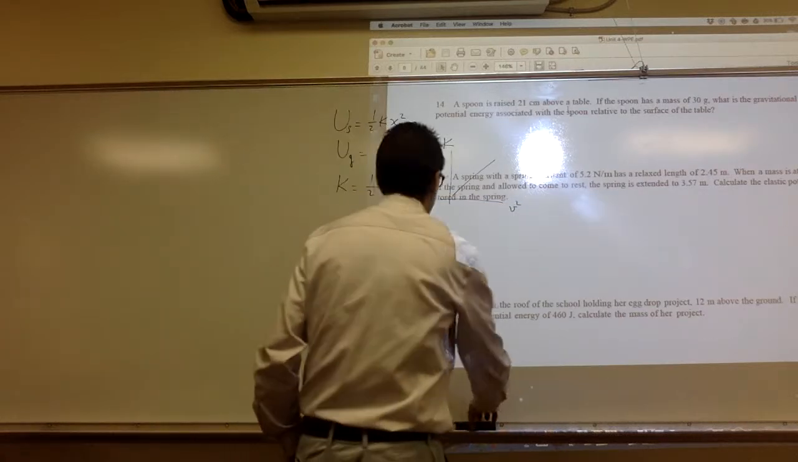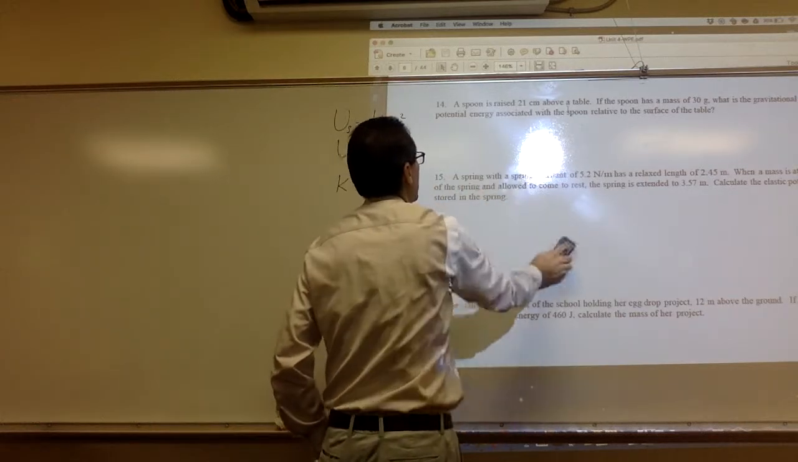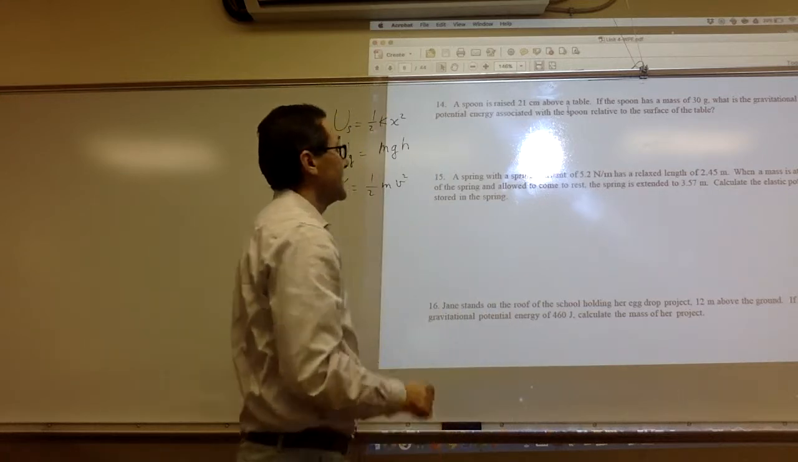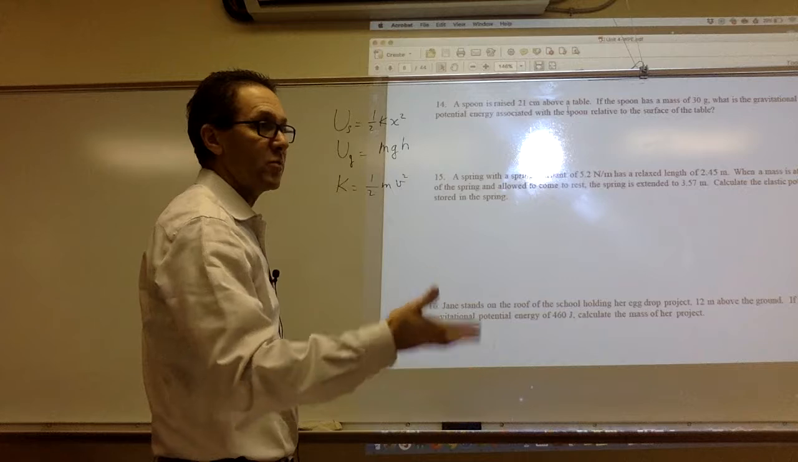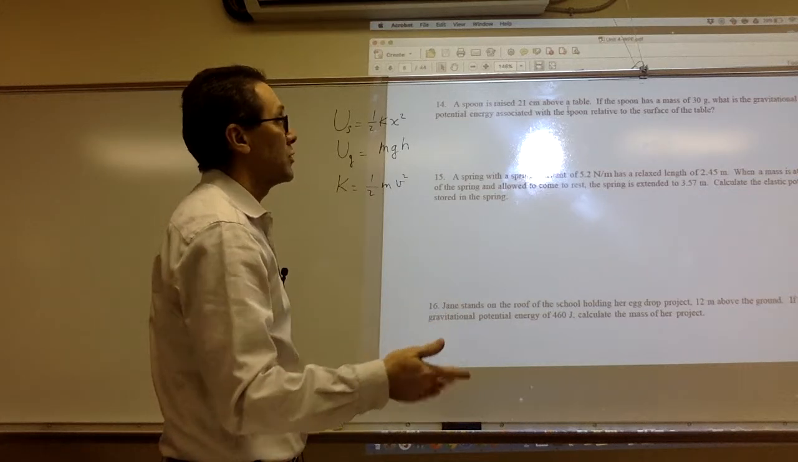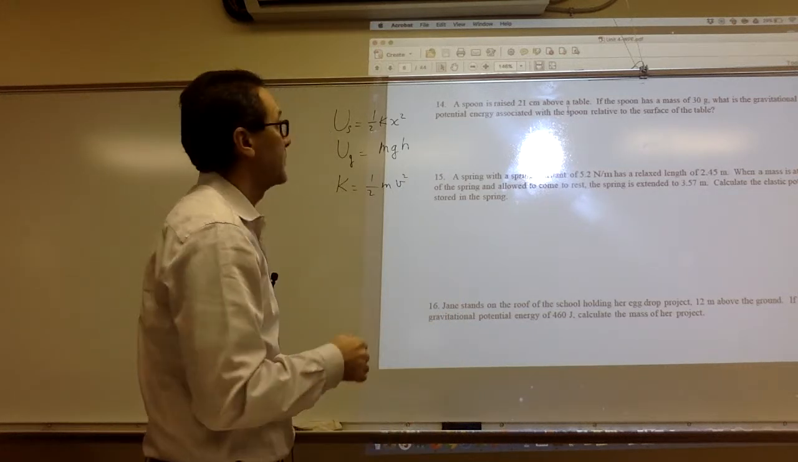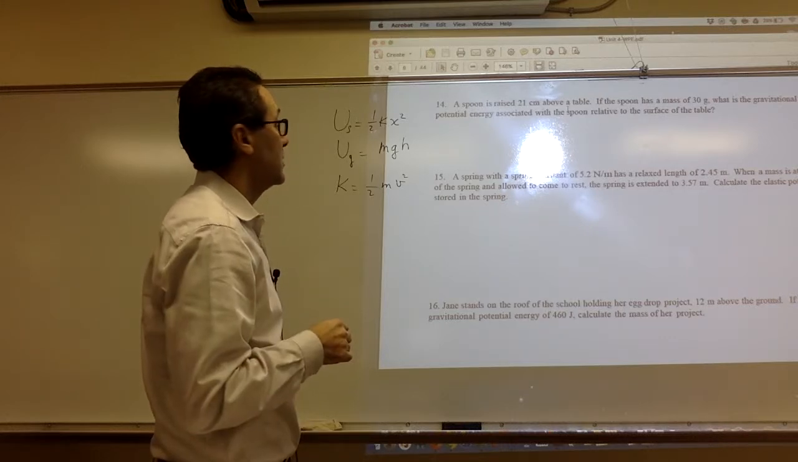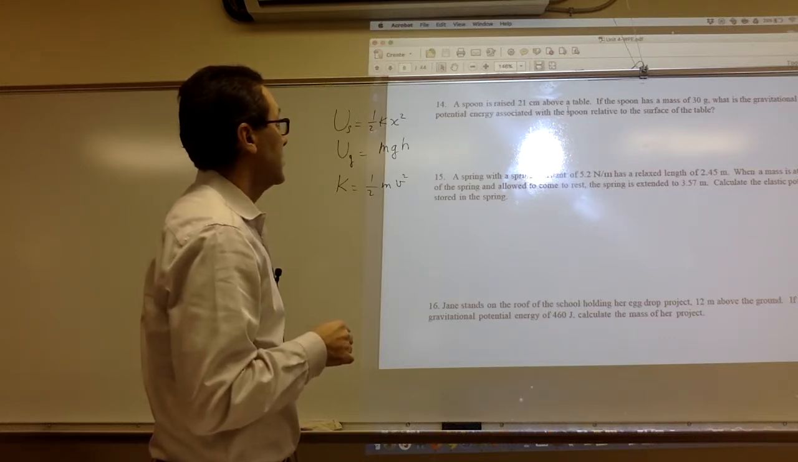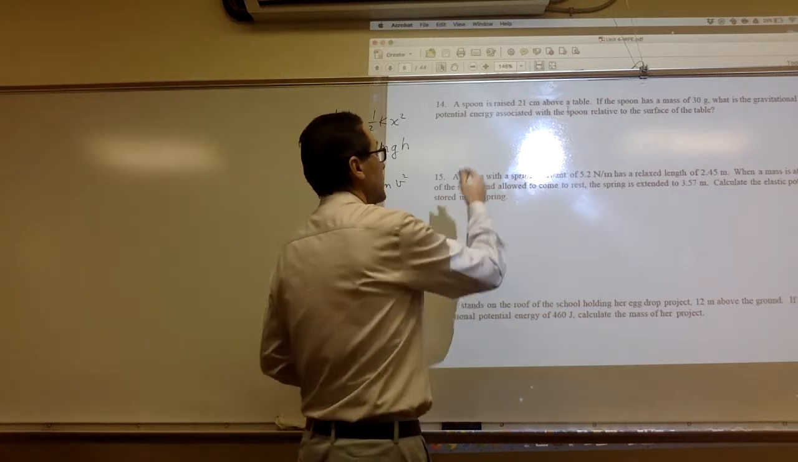All right, number 14. A spoon is raised 21 centimeters. Okay, you have to be careful with that, above a table. So now we're talking about changing the position of the spoon, which means we're talking about gravitational potential energy. If the spoon has a mass of 30 grams, you have to be careful, you have to change that later. What is the gravitational potential energy? So the question is simple.